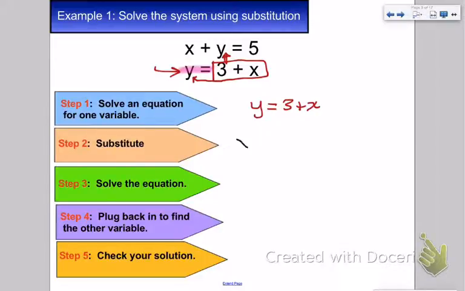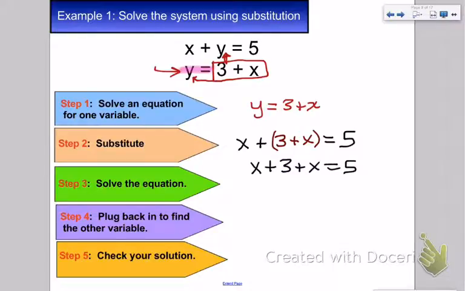We have x plus, and now we're substituting, instead of writing y, we are writing 3 plus x. And I like to use parentheses when I substitute in case there's multiplication. In this problem, there is no multiplication, but it's always good to get in that habit. And that's equal to 5. From here, that means we have x plus 3 plus x is equal to 5.